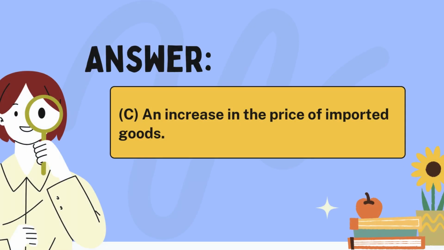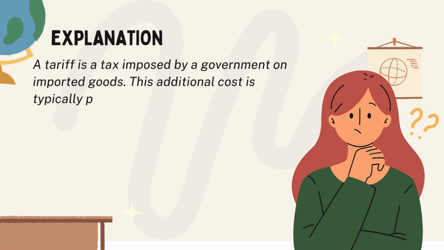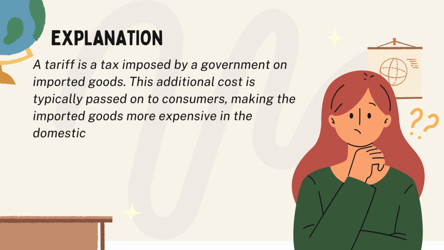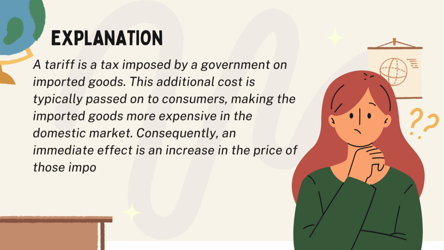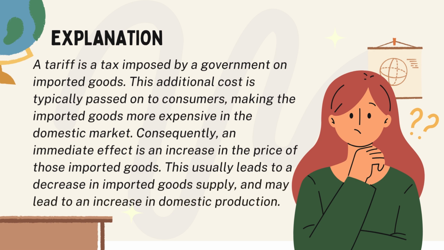Answer. C. An increase in the price of imported goods. A tariff is a tax imposed by a government on imported goods. This additional cost is typically passed on to consumers, making the imported goods more expensive in the domestic market. Consequently, an immediate effect is an increase in the price of those imported goods. This usually leads to a decrease in imported goods supply, and may lead to an increase in domestic production.